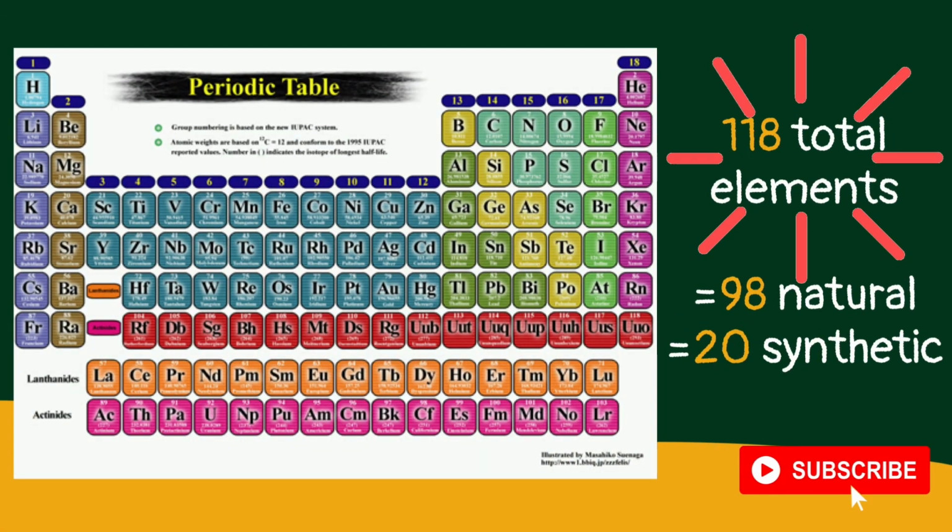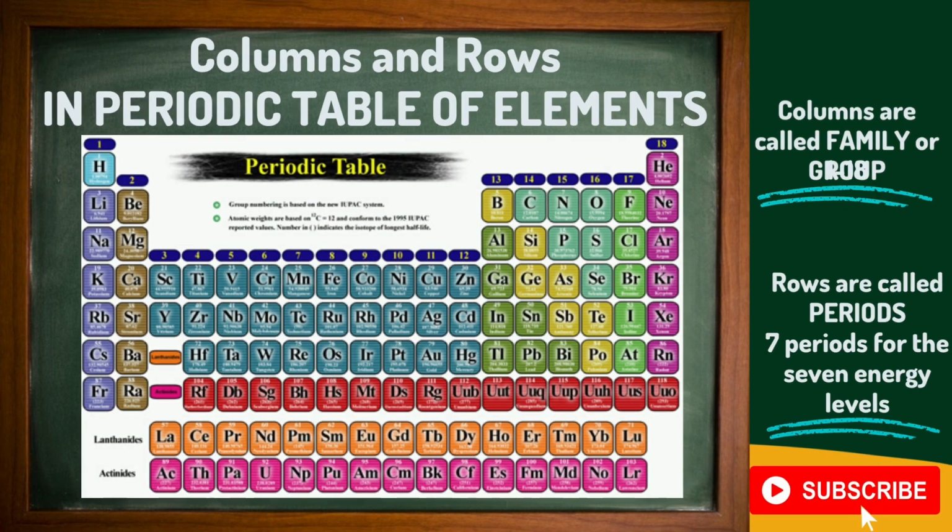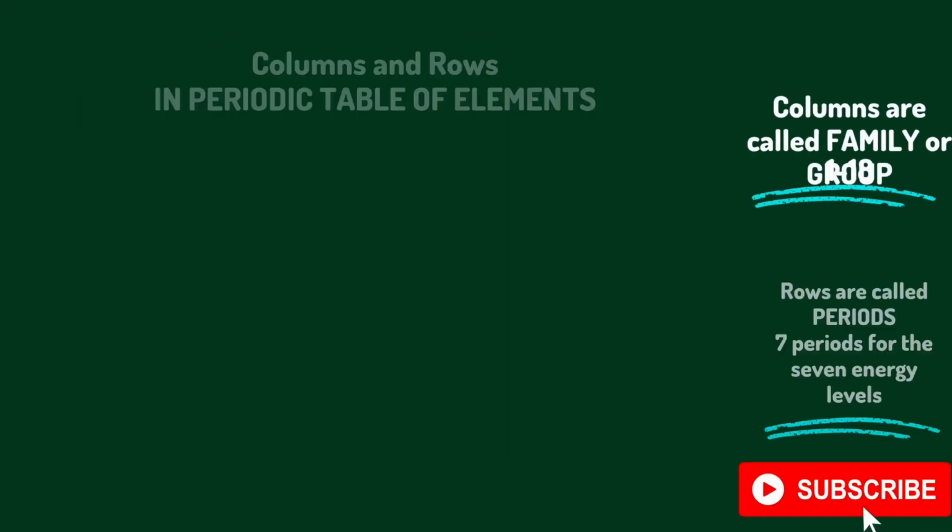In our periodic table of elements, there are 118 total elements, of which 98 are natural and 20 are synthetic. If we observe our periodic table of elements, you can see there are columns and rows. So what do we mean by that? Columns are called family or group, while the rows are called periods. There are 7 periods for the 7 energy levels.